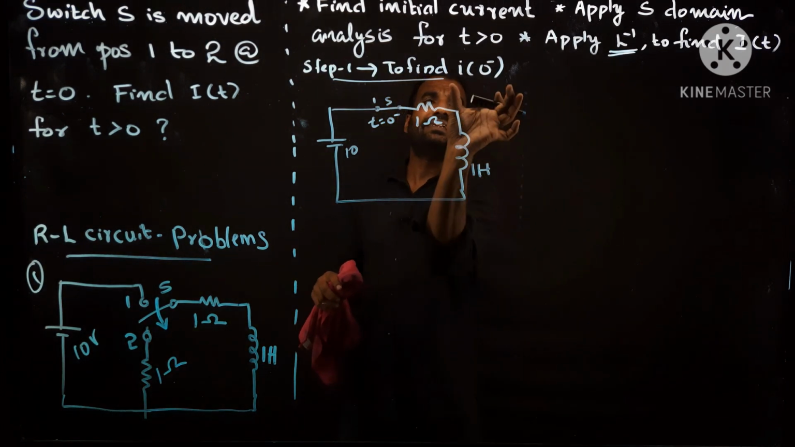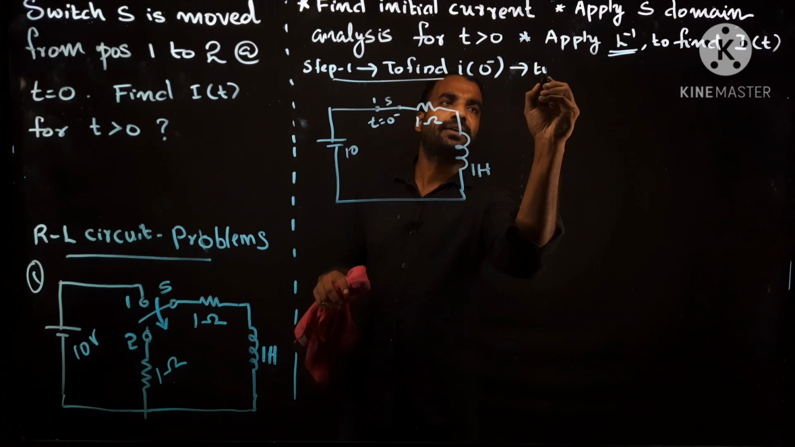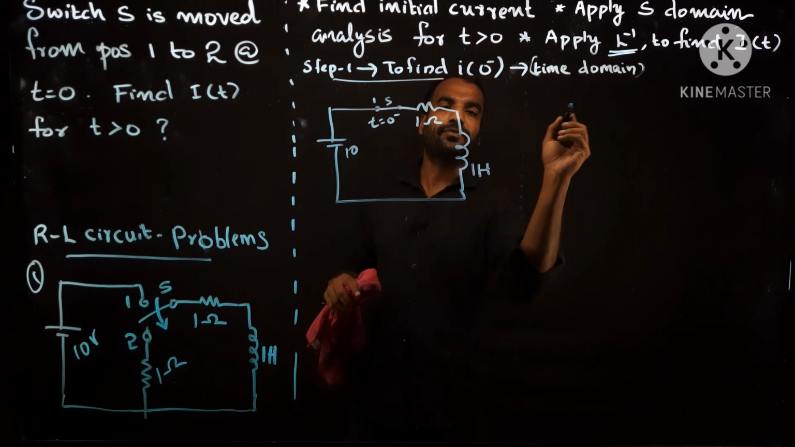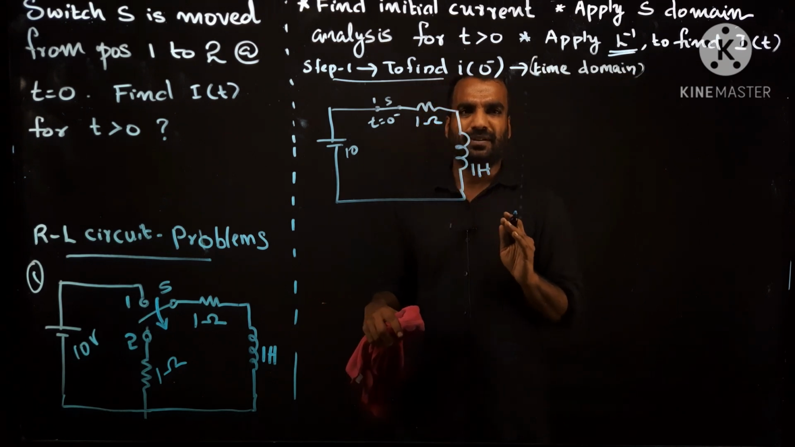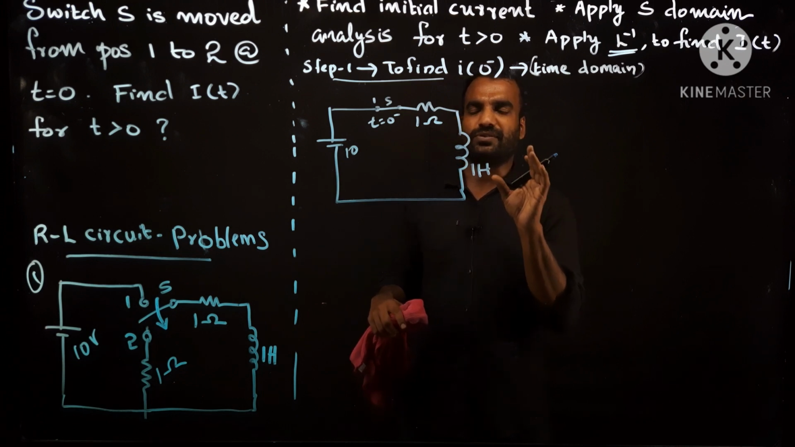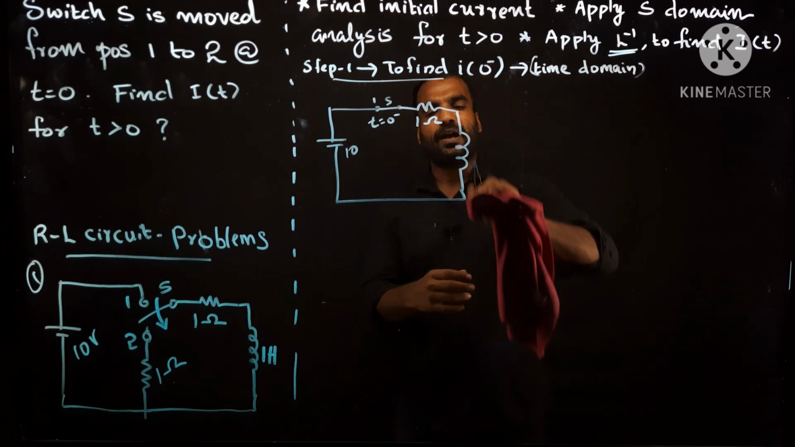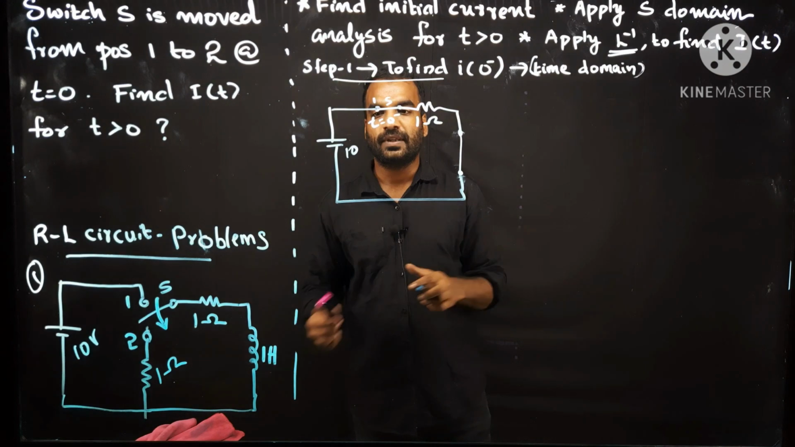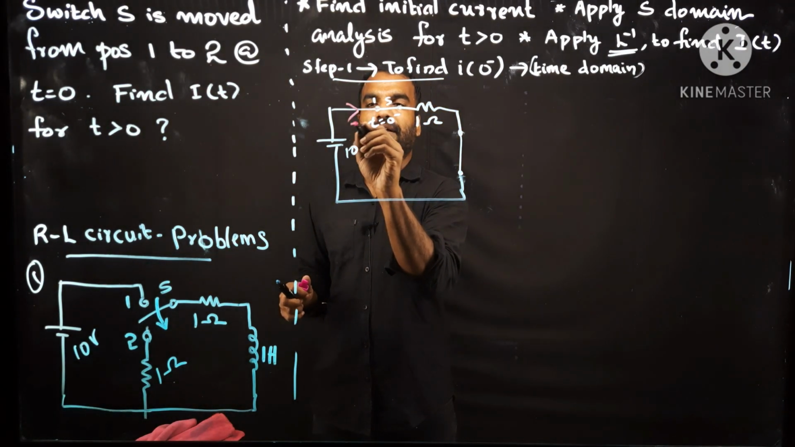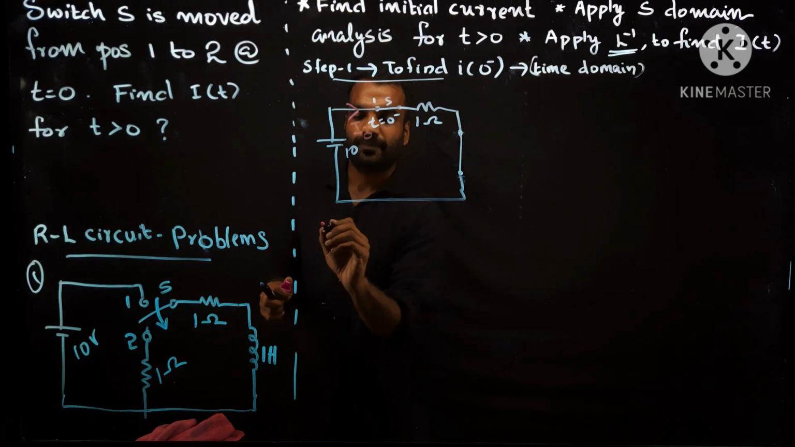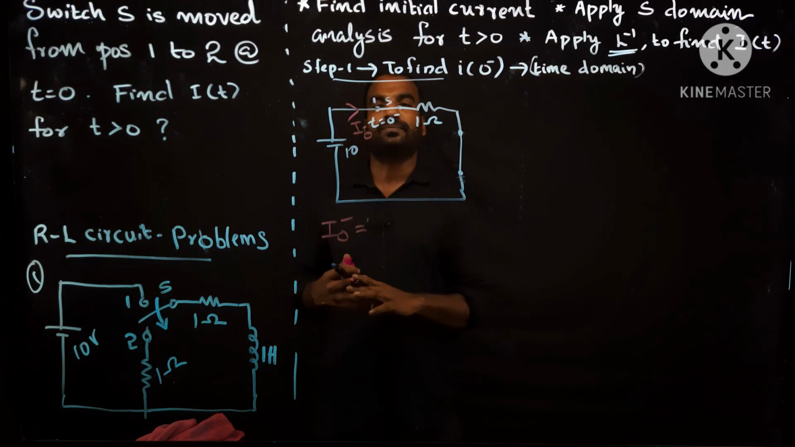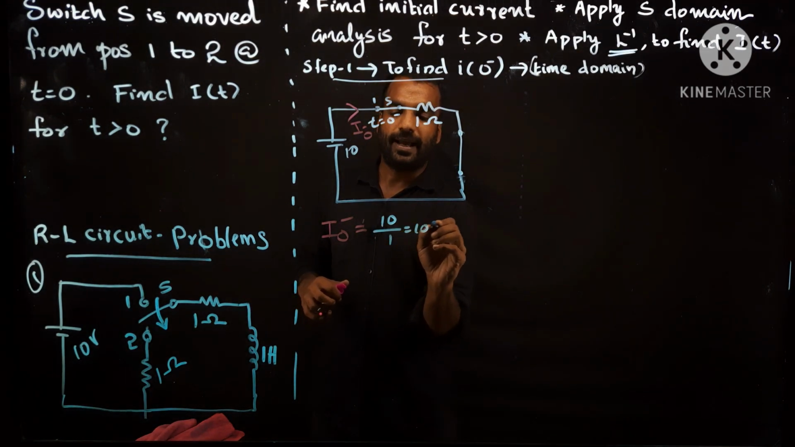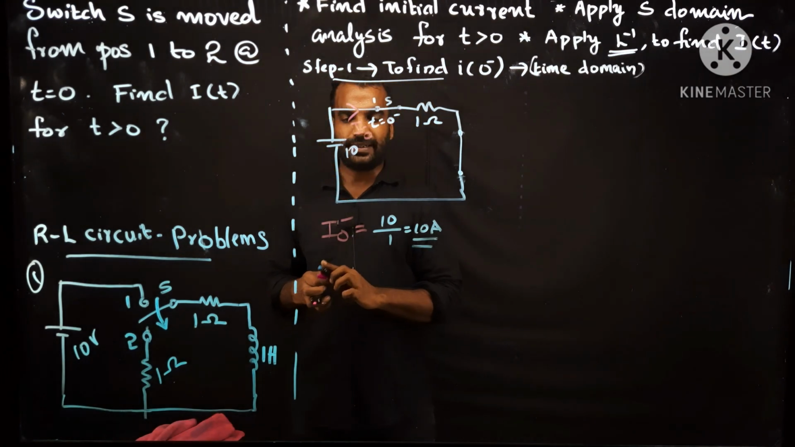First thing, this analysis is always conducted in the time domain itself. No need to apply frequency domain analysis for I0, because it is very simple. No complicated solution is happening here. So I am going to replace the inductor with a short circuit. Now tell me, what is the current? I0 minus is equal to voltage by resistance, 10 by 1, 10 ampere. So I0 minus is 10 ampere.